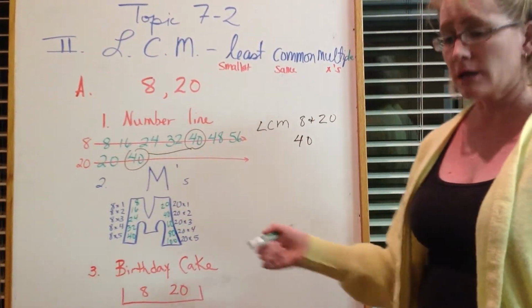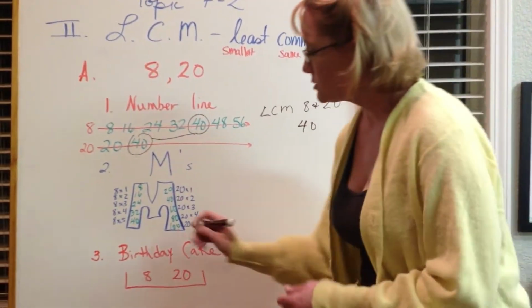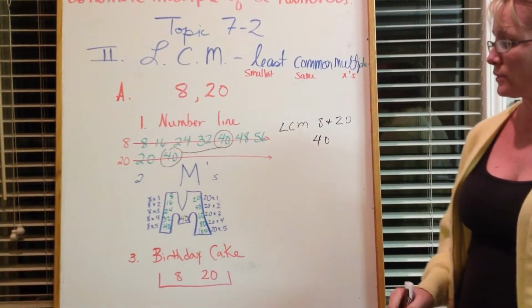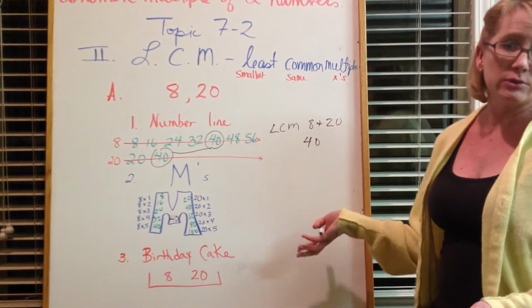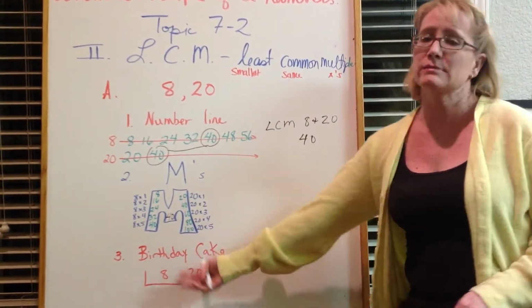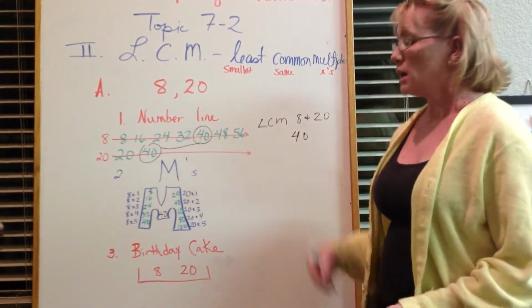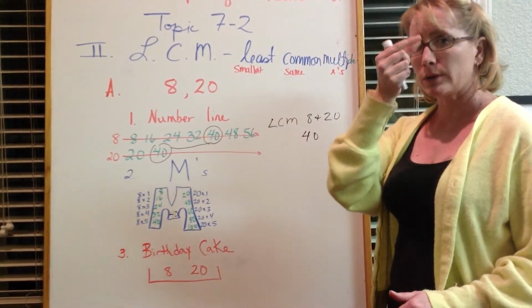Now, what is their smallest common number? Well, we already know it's going to be 40. So right here in the middle, we'll write 40. That's their least common multiple. So that's the M way of doing it. It's all cutesy. The last way is my favorite way. It's the birthday cake, which we did before for greatest common factor. And there's just one small tweak to it.